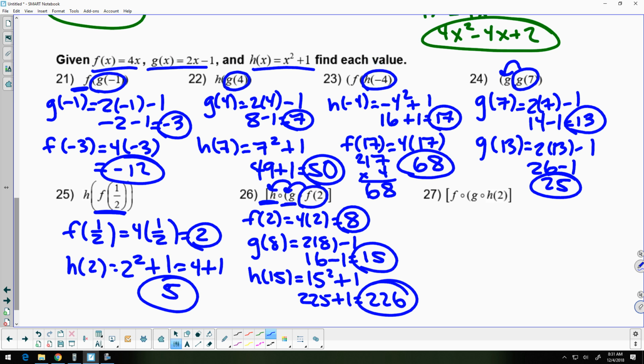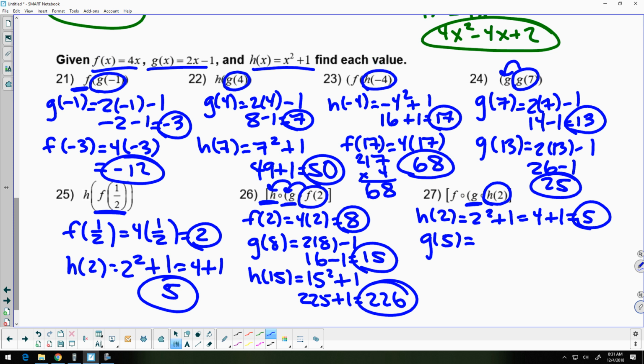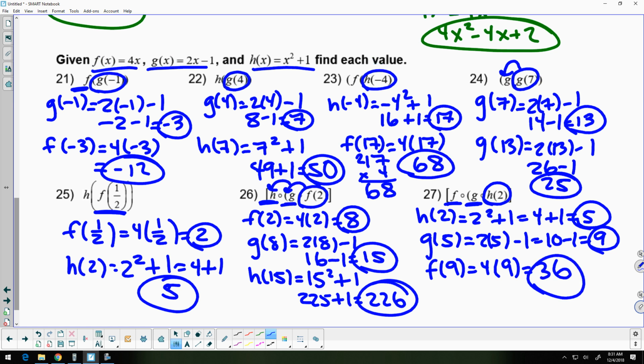Okay? So same thing for 27. First, just find h of 2. Find that first. So I'm doing 2 squared plus 1. So 4 plus 1, we get 5. Now I'm going to plug that into the next function, just working my way out, which is g. So g of 5 is 2 times 5 minus 1. So 10 minus 1, and our answer would be 9. And now take 9, plug that into f. Last and final step, finding f of 9 is just doing 4 times 9, and we should get a final answer of 36.